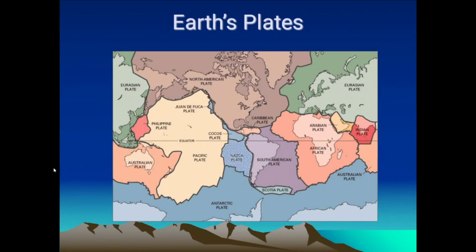So, this is the Earth's plates. The largest is the Pacific Plate, which is located mostly within the ocean proper, while the Juan de Fuca Plate is the smallest of Earth's tectonic plates. It is located west of Washington State and British Columbia, under the Pacific Ocean.